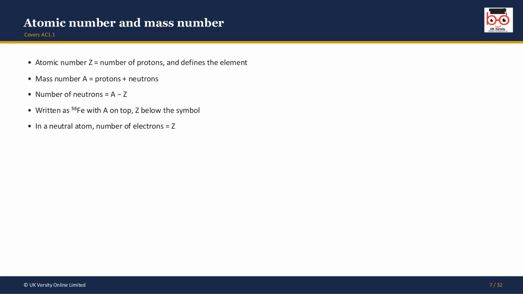The atomic number, Z, counts the protons and tells you which element you've got. The mass number, A, is protons plus neutrons, so the number of neutrons is just A minus Z. We write it with the mass number on top and the atomic number below the symbol, so iron appears as 56 on top, 26 below. And in a neutral atom, the number of electrons matches Z.